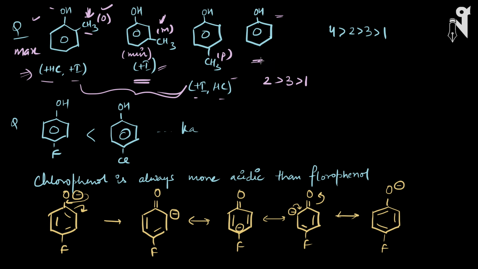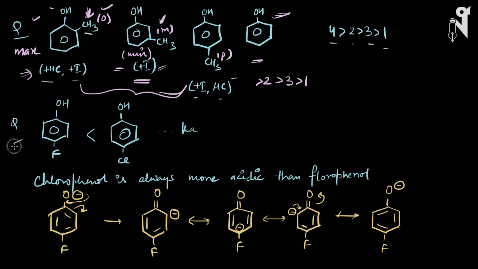In the last one, the phenol, there is no electron donating group present, hence it is going to be the most acidic, even more acidic than your meta one, because meta still has an electron donating effect due to induction, right? So maximum electron donation is by the CH3 present on the ortho position, and minimum is in the case of phenol, because phenol has no electron donating substitution over here. So the order will be 4, 2, 3 and 1.